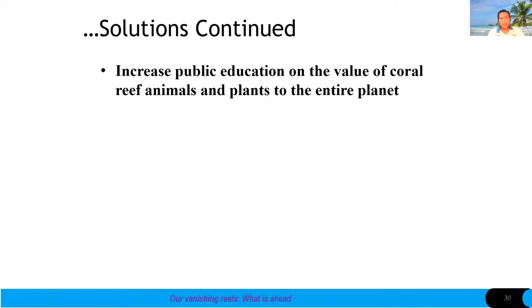The increased public education, and that is one of the things that especially people like you can do, like even with the aquatic club you have now, and the zoological club as well. So you can have a lot of education and awareness programs for the people, especially in the areas where the coral reefs are, for the fishermen and for the tour operators.